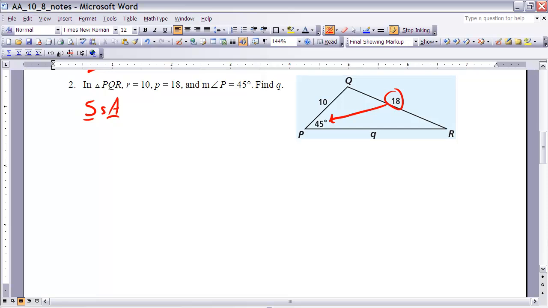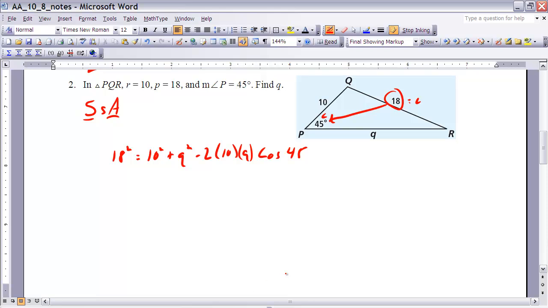So I'm going to set this up. Now, since I know this side is opposite this angle, this has to be my C, and this has to be the angle opposite angle C. So I'm going to say 18 squared is equal to the other two sides, 10 squared plus what I'm trying to find, Q squared, minus 2 times 10 times Q times the cosine of the angle that I have there, which is 45 degrees.